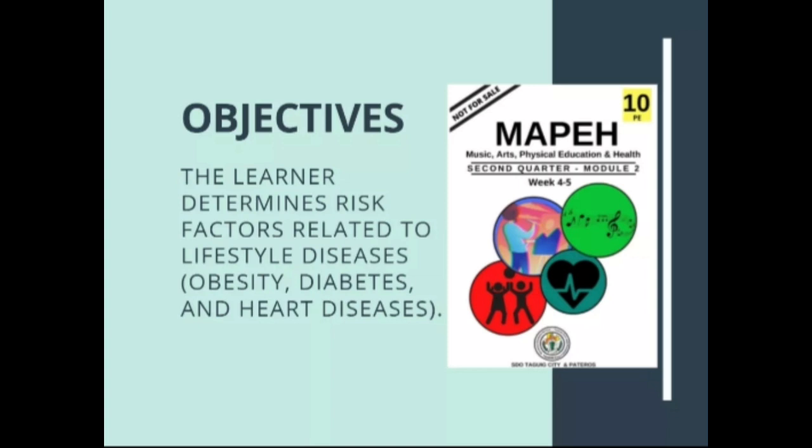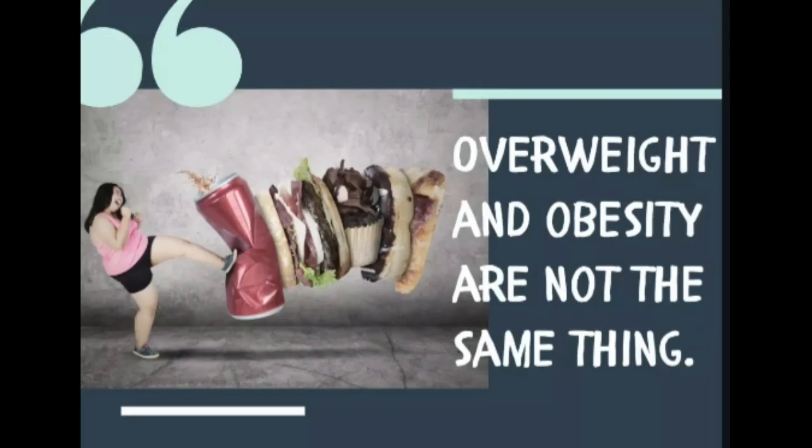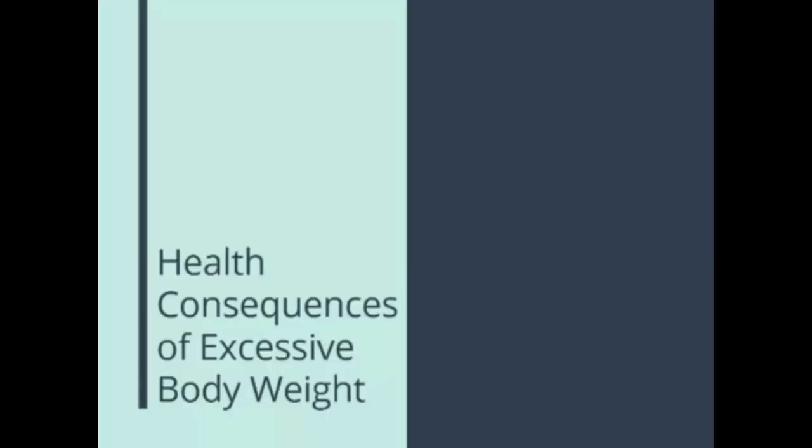As our dear learners, you are expected to build on awareness and realize the importance of having and maintaining a healthy lifestyle. Overweight versus obesity. Overweight and obesity are not the same thing. Many overweight people who weigh about 10 to 20 pounds over the recommended weight are not obese. Both are used to identify people who are at risk for health problems from having too much body fat. However, the term obese generally means a much greater amount of body fat than overweight. Now that we know the difference between obese and overweight, let us discuss the health consequences of having an excessive body weight.